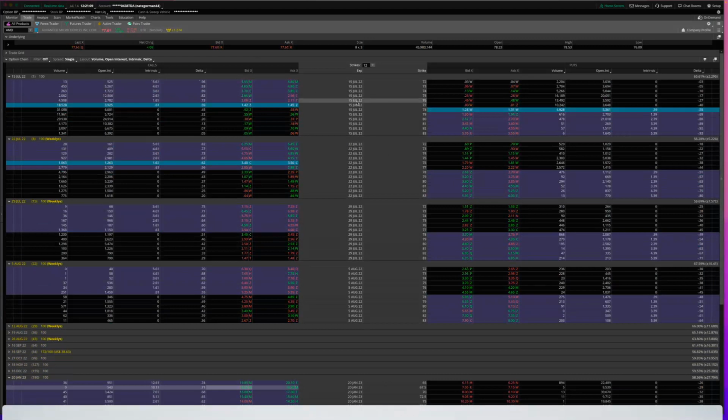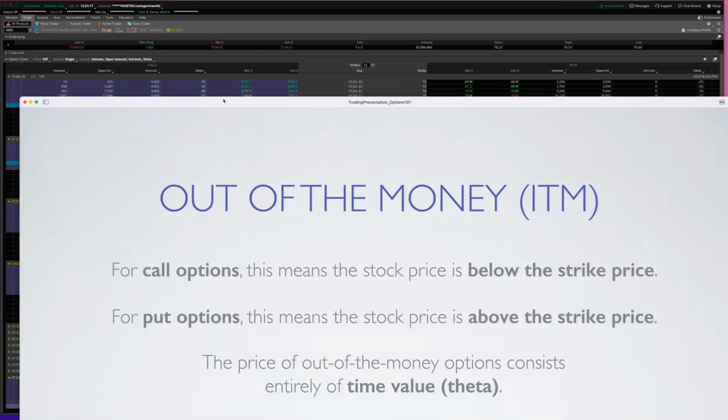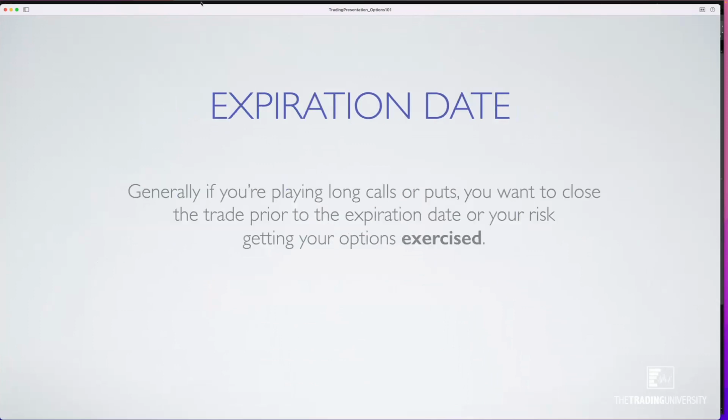So those are the three things that you would hear somebody say, where an option is in the money, it's out of the money, or it's at the money. And I did not put a slide in for that one.